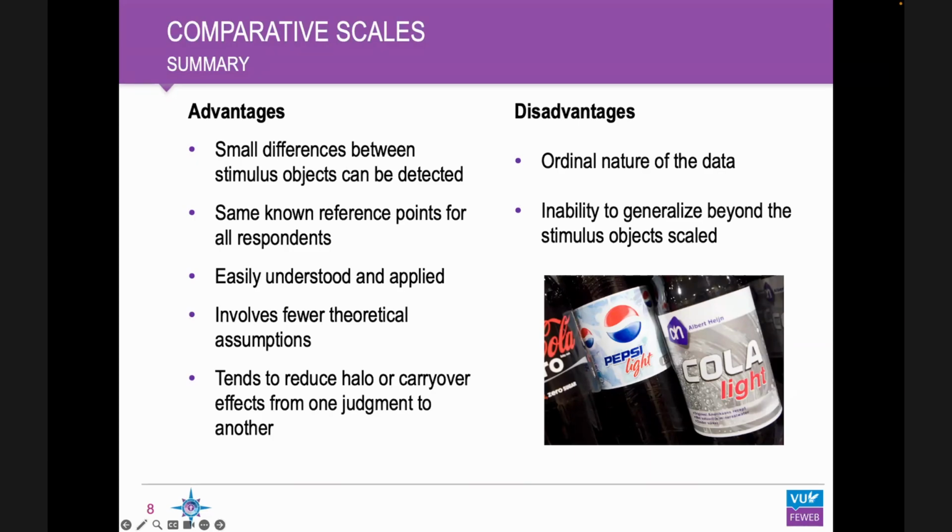This kind of disadvantage can actually be overcome by using a non-comparative scaling technique. Because in non-comparative scales, as I said, each object is scaled independently of the others. And the resulting data are generally assumed to be interval and ratio scales. So we can also overcome this ordinal nature of the data. And this will become very important because in our further analysis, like hypothesis testing, regression, etc., you need to at least have an interval level of measurement.